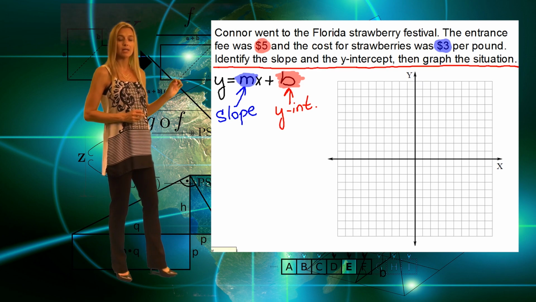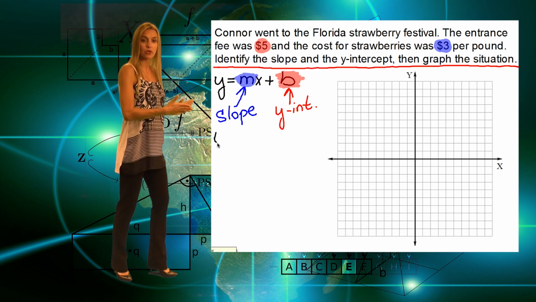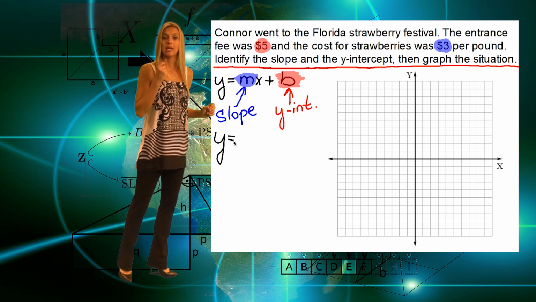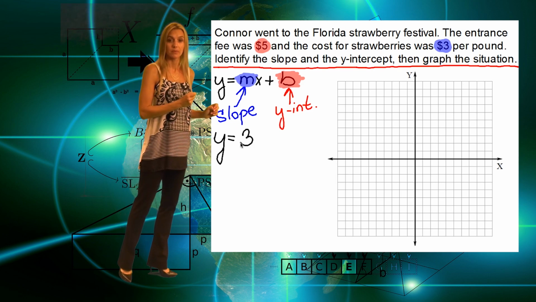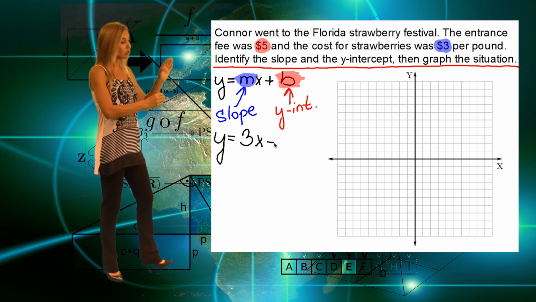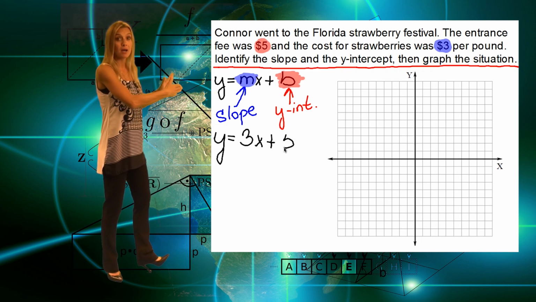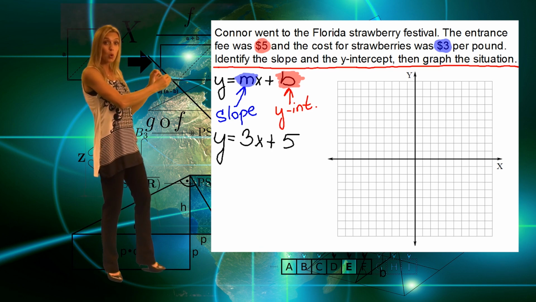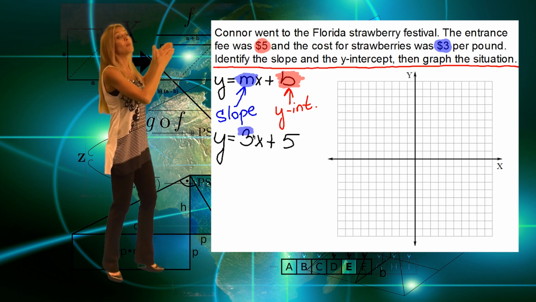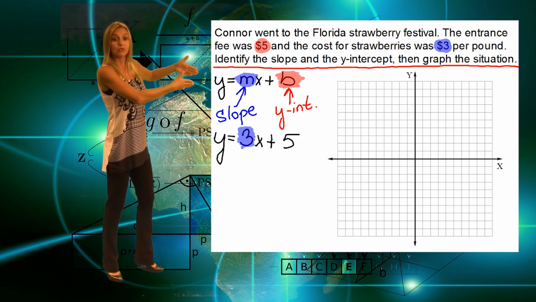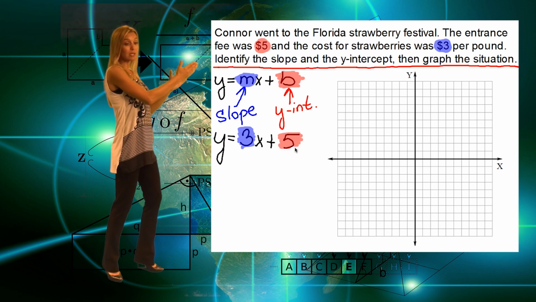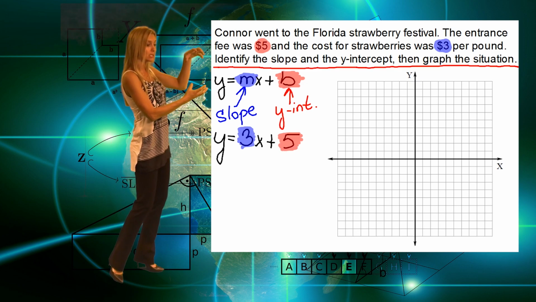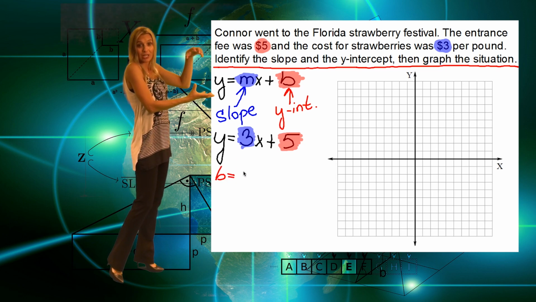So Connor had to pay just to enter $5, and that is the y-intercept. And then he paid $3 per pound. 3 is the slope. That's my m. Because the more pounds he buys, the more money he will pay for the strawberries, right? So slope is something that changes. It's a rate of change. It's based on if you get more of this, you have to pay more of that, right?